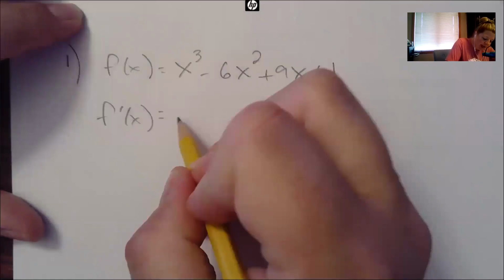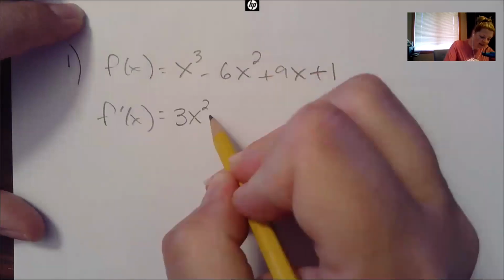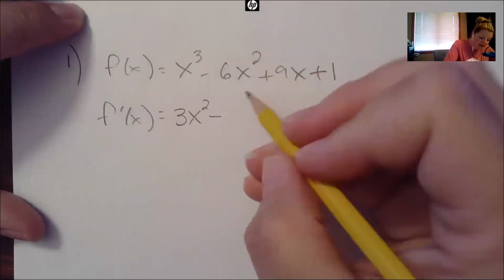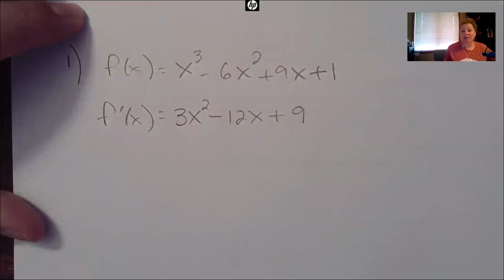So this one would be 3x squared. 2 times 6, bring down the minus, is going to give me 12x. The x goes away, so I just have a plus 9, and the 1 goes to 0. Here is our derivative of the function. Now we need to see where this equals 0 to get our critical values.